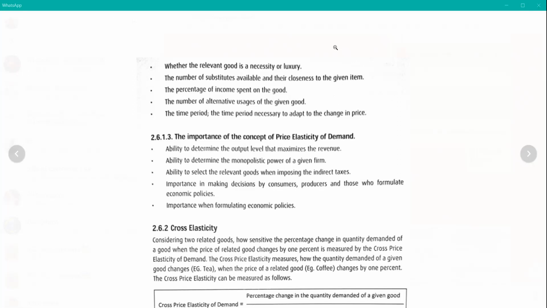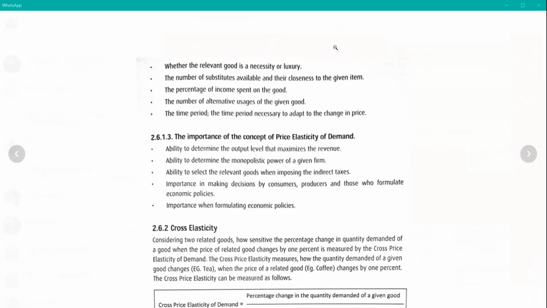Actually, importance means it's very helpful for businesses. Businesses should know the way of determining their pricing strategy. If goods are somewhat essential, the price can be increased in order to increase the revenue. You see, if the goods are essential, they can increase the price in order to increase their revenue.